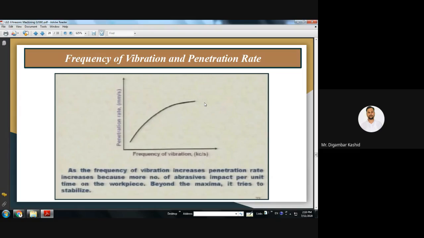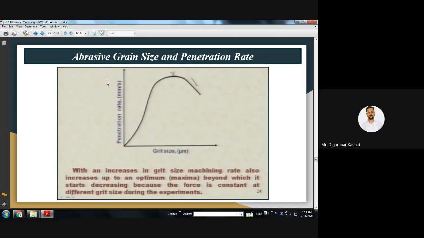Per unit time on the workpiece, the penetration rate was maximum, and then it tries to stabilize. Okay, let us discuss the next one.